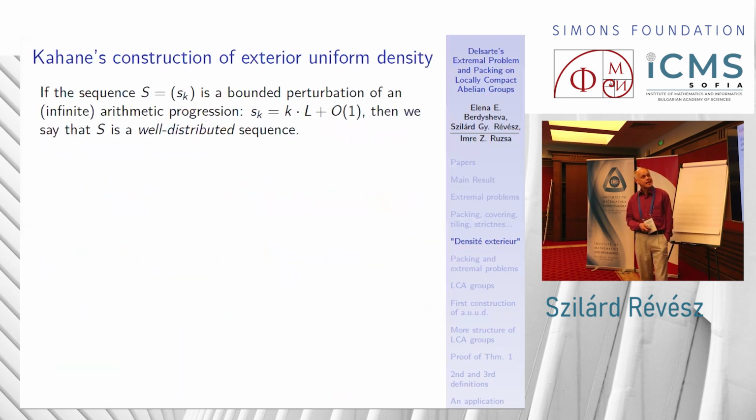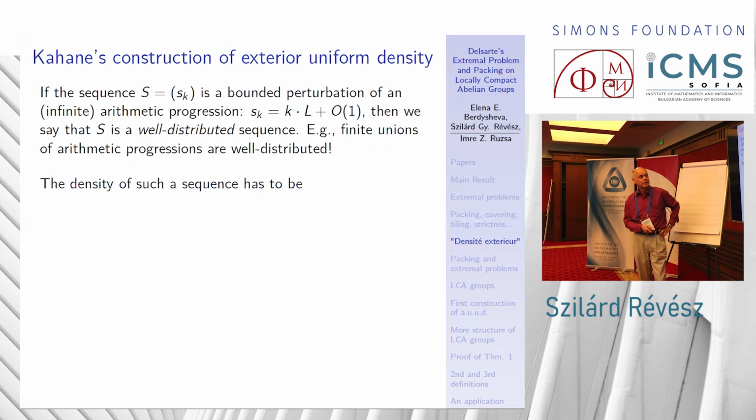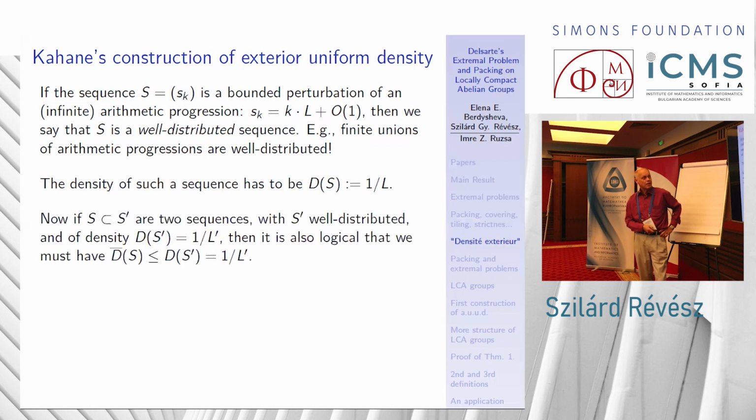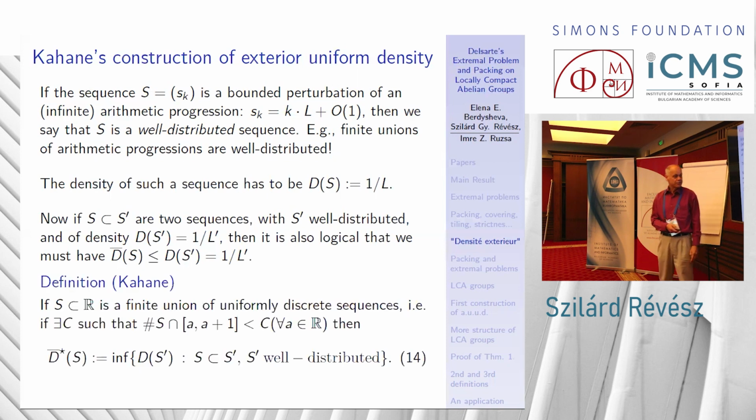Now, Kahn says that if a sequence is just a bounded perturbation of an arithmetic progression, then he calls this a well-distributed sequence. It takes some thinking, but for instance, finite unions of arithmetic progressions are still well-distributed. So then what should be the density for that sequence? Obviously, you want the density to be 1 over L. Now, if S is a subset of S prime, and S prime is well distributed, so it has density 1 over L prime, then you want the density to satisfy the natural inequality. Smaller set, not bigger. So the definition is so simple. For any sequence, you just take the infimum of the densities of well-distributed sequences which contain yours.